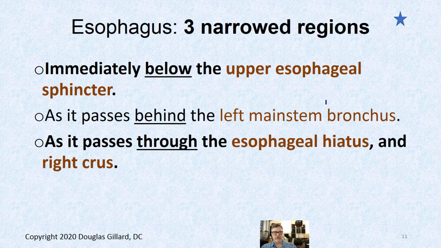There are 3 narrowed regions. There's one immediately below the upper esophageal sphincter. It gets narrowed when it passes behind the left mainstem bronchus, and it gets narrowed as it passes through the esophageal hiatus.